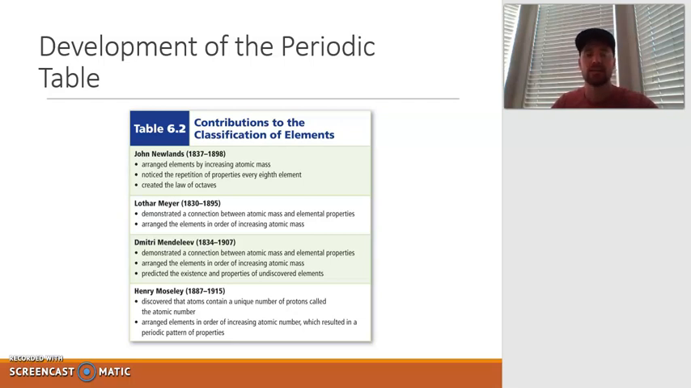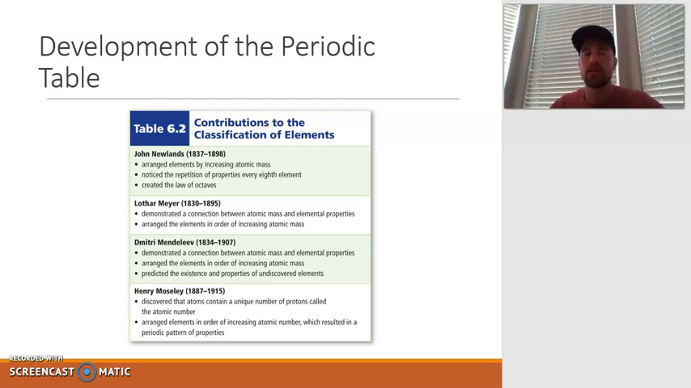The next scientist to make a contribution to the periodic table is Lothar Meyer. Lothar Meyer demonstrated a connection between atomic mass and elemental properties, much like John Newlands did. He arranged the elements in order of increasing atomic mass as well.